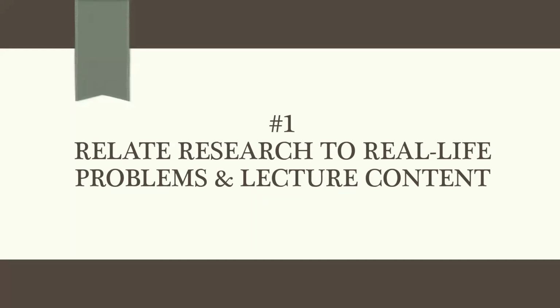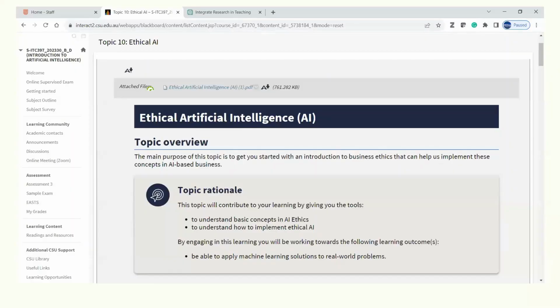Okay, strategy number 1 is to integrate your research by connecting it to a real-world issue that is well aligned with the lecture contents. And let me show you how I do it. Currently, I'm teaching an undergraduate subject, Introduction to AI, where I use the topic of ethical AI to explain the ethics of AI to my students. So here is an example of how I integrate research into my teaching.